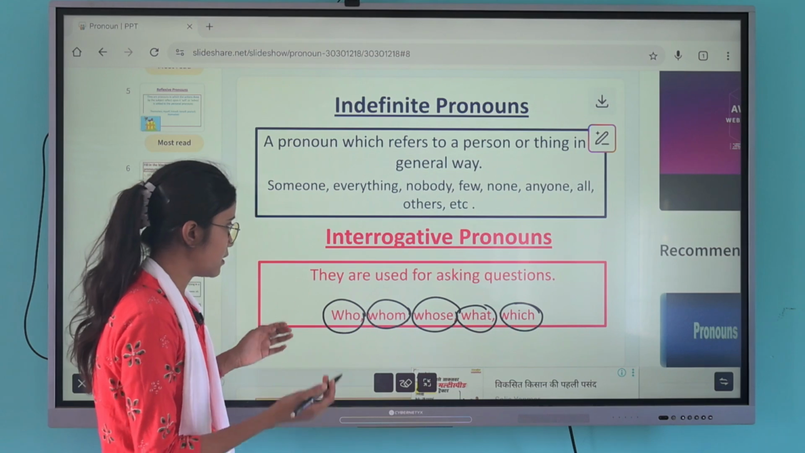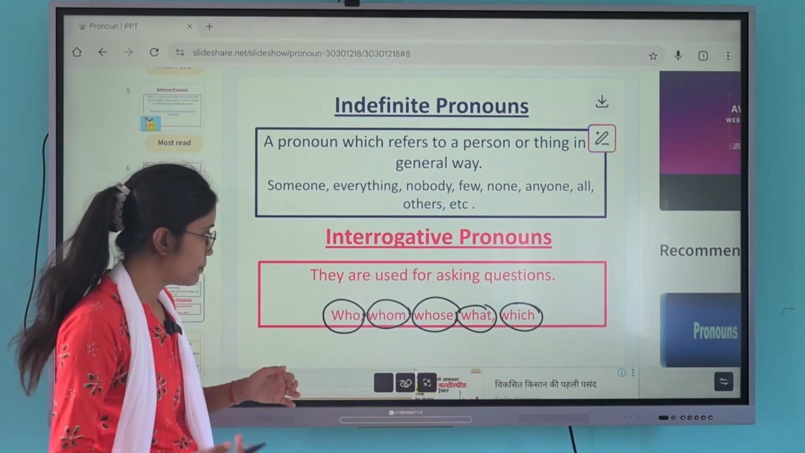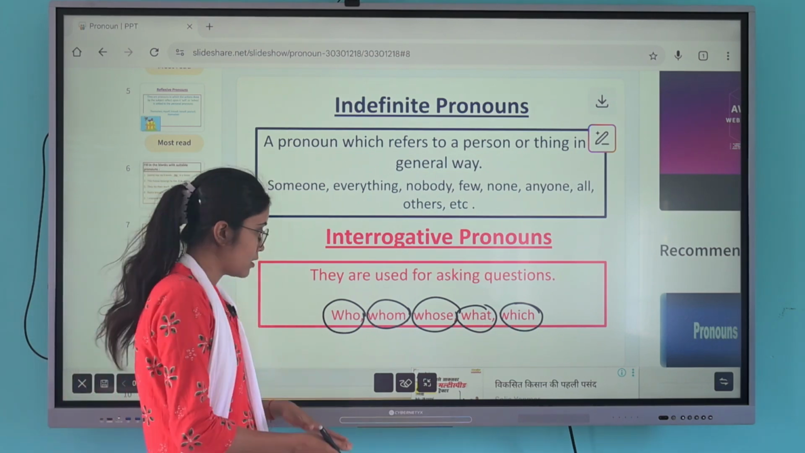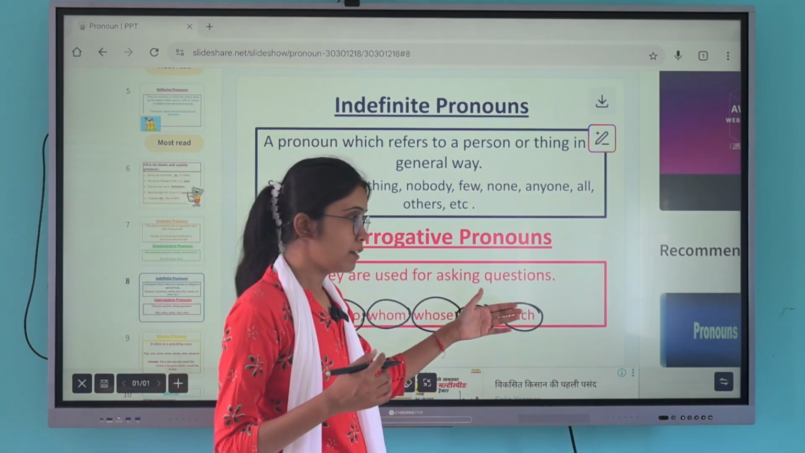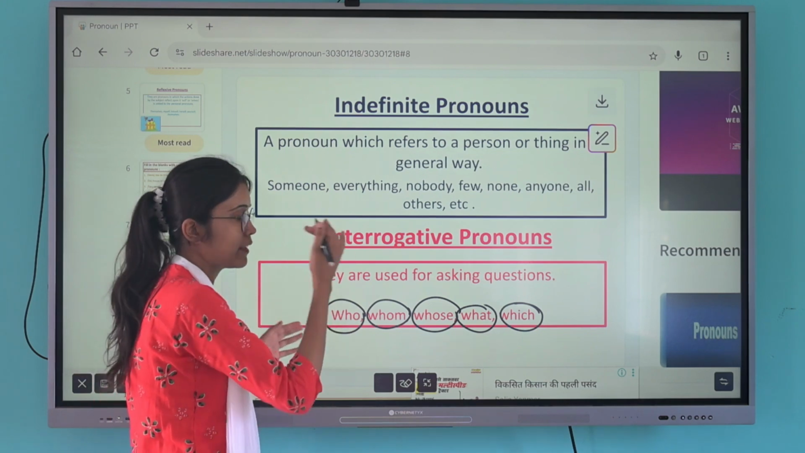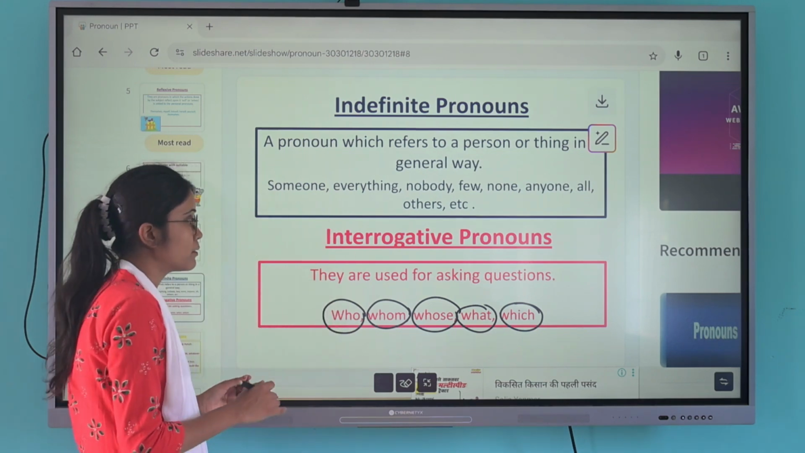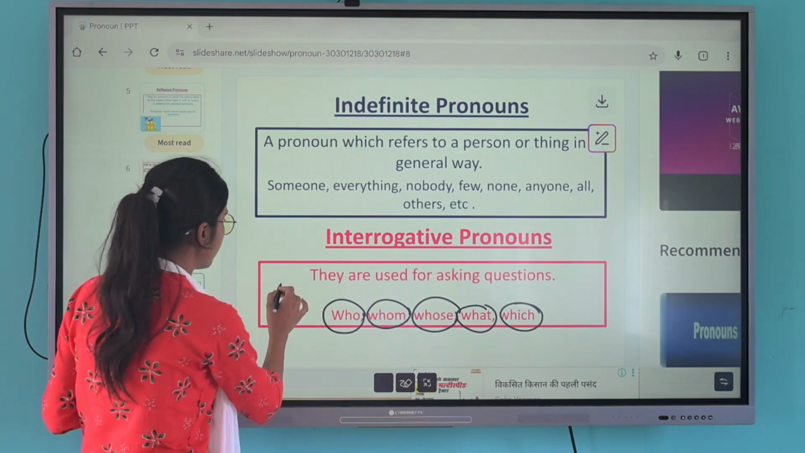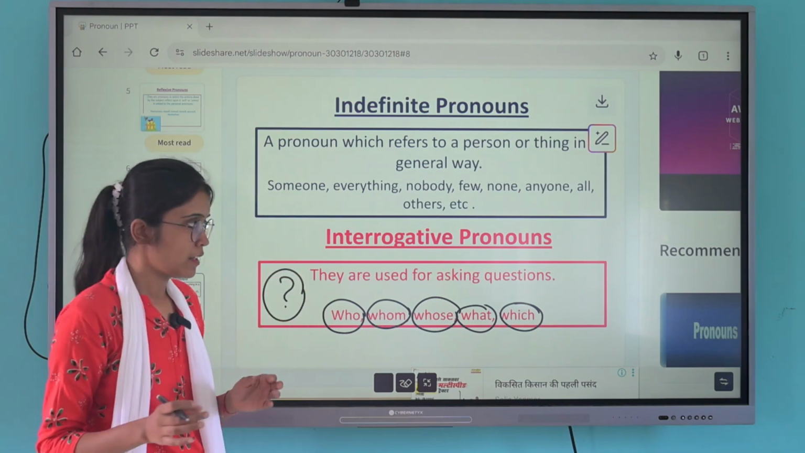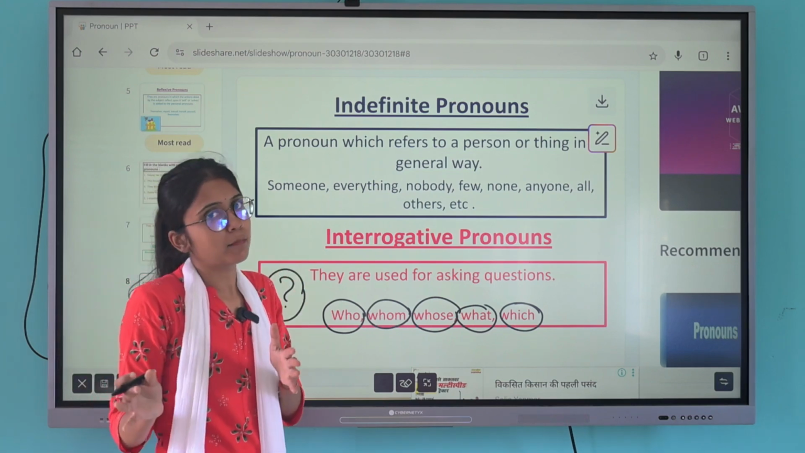So it is included in interrogative pronoun. So what are the examples of interrogative pronoun? Whom, whose, what, which. So they are the examples of interrogative pronoun. So how will you identify interrogative pronoun sentences? Simply with the interrogation marks. It always ends with an interrogation mark.